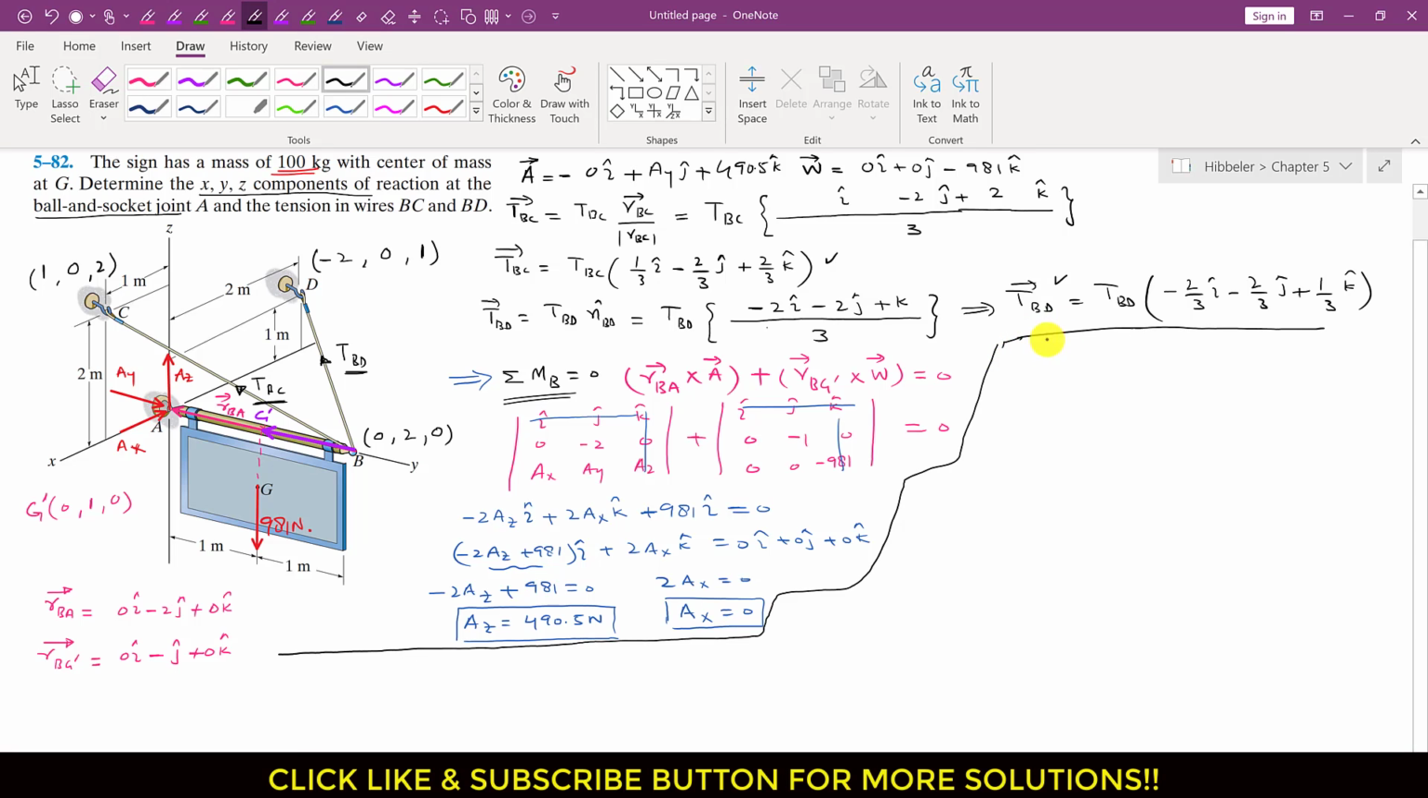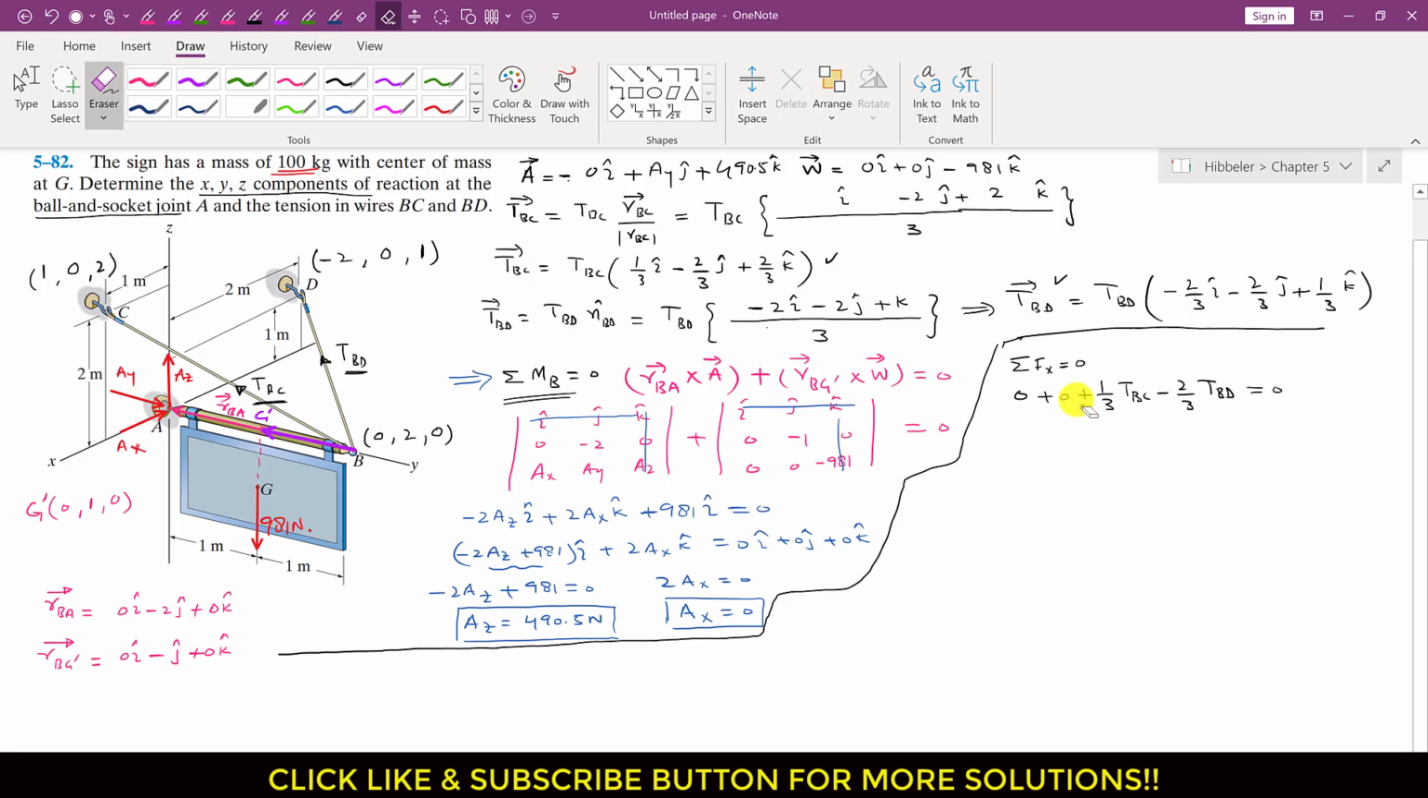Now if I apply the summation of forces along x equals 0, we will add all the i components of the Cartesian vectors, right? So this is 0, and the weight i component is also 0, plus 0, and then we will have plus 1 divided by 3 TBC, and then minus 2 divided by 3 TBD, right? So this will be equal to 0.